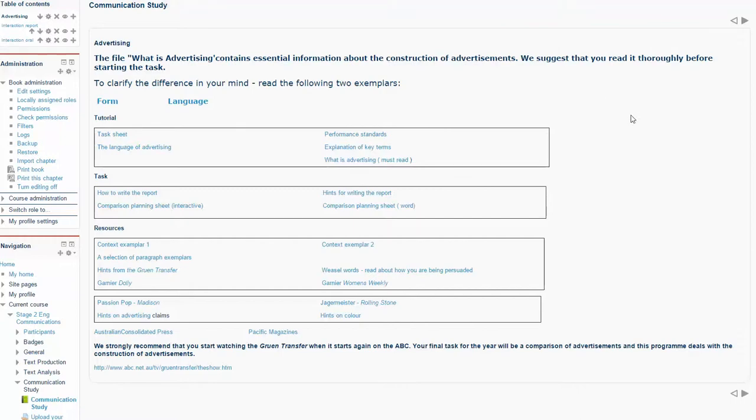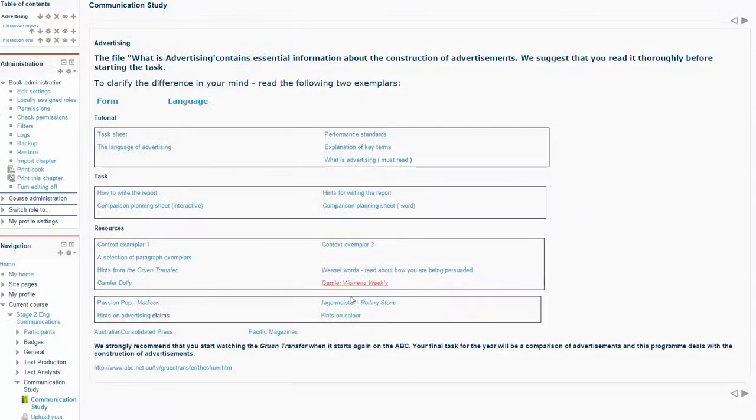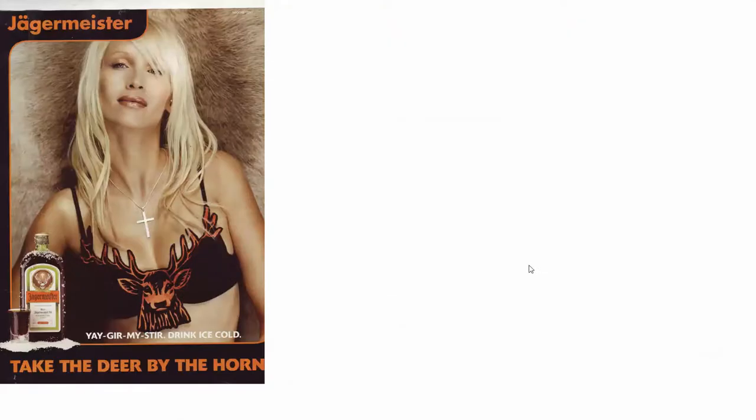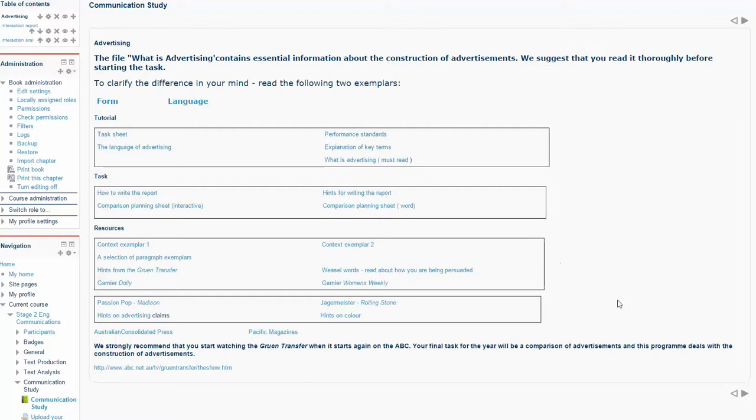What we want from this is precision. There's another one here for Passion Pop in Madison. It's an old advertisement, but it doesn't matter. And another one here for Jägermeister in Rolling Stone. Very different. How do I know about the target audience? You do not guess. You do not guess.